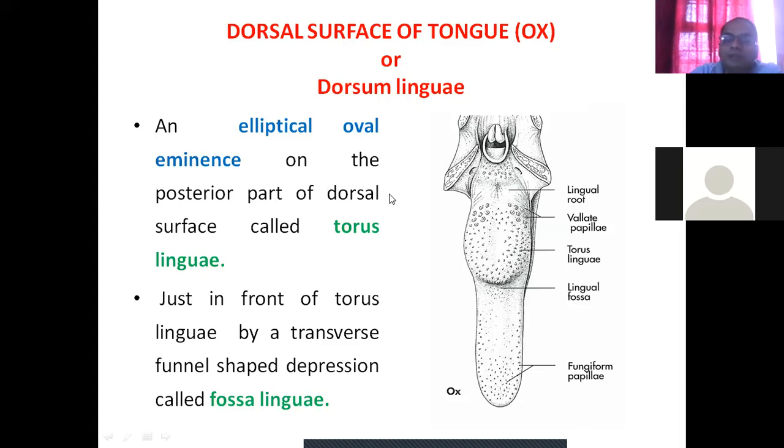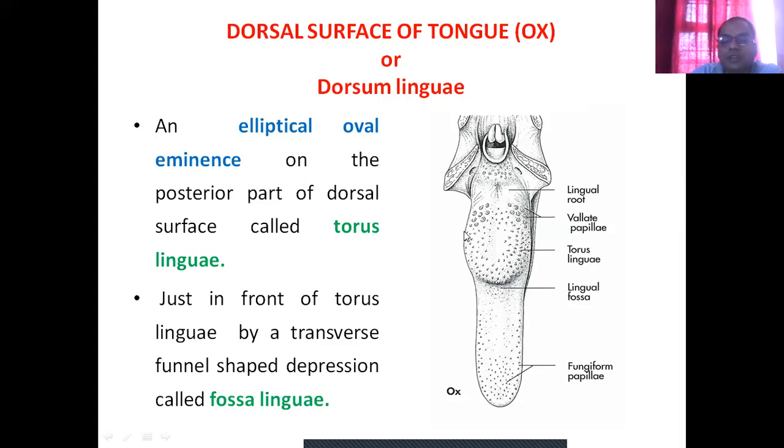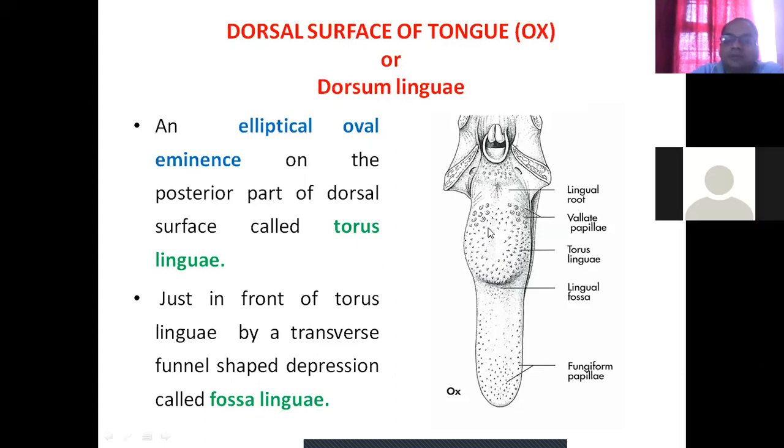One important thing: if you look at the dorsal surface of the tongue in posterior view, you will get one oval, elliptical, rounded elevation. This oval elliptical eminence on the posterior part of the tongue is called the torus linguae. You see, this is the eminence, this rounded oval elevation, called the torus linguae.